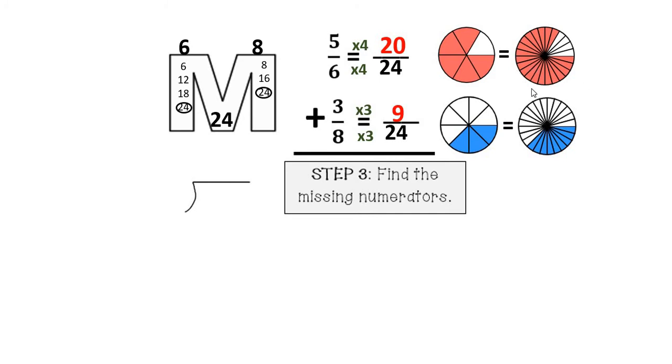And I did go ahead and show you the pictures on my video just so you get an idea of what it looks like. You don't have to color or write these out. So there's my 5/6, and you can see how, 24 pieces, that's pretty ridiculously tiny, but it takes 20 of them to equal 5/6. And then over here, my 3/8 looks like this. It's equal to 9/24. So those are equivalent fractions now.